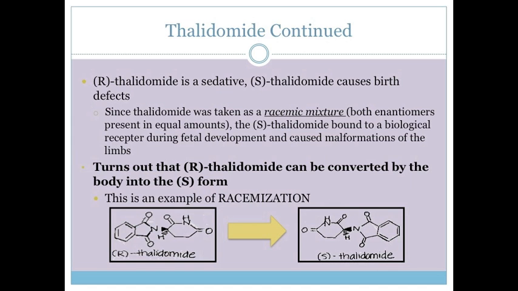It was originally thought that the R enantiomer of thalidomide was the sedative, and the S enantiomer of thalidomide caused the birth defects. Thalidomide was taken as a racemic mixture, meaning that both enantiomers were present in equal amounts. The S-thalidomide would bind to a biological receptor sometime during fetal development and would cause malformations of the limbs. It turns out that the R-thalidomide can be converted by the body into the S form. This is an example of racemization, or converting one enantiomer into the other.